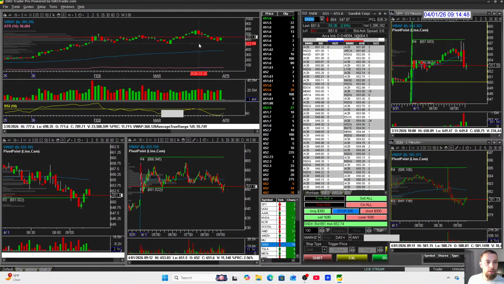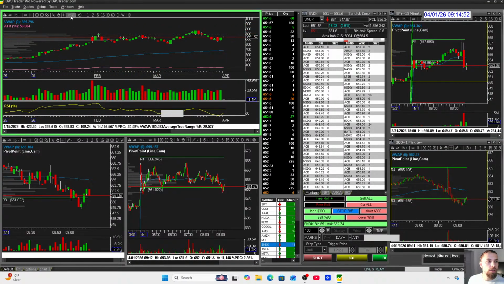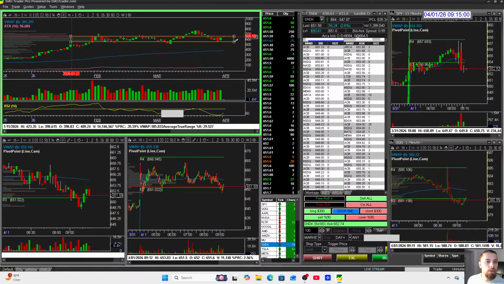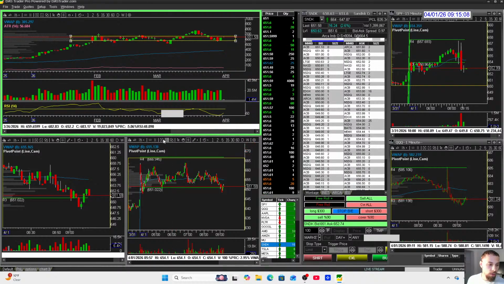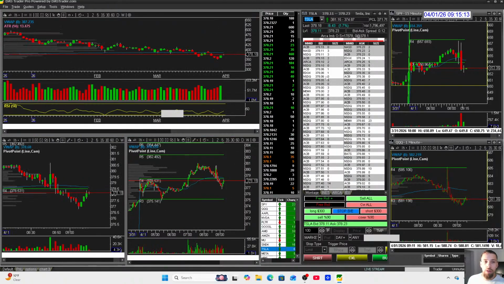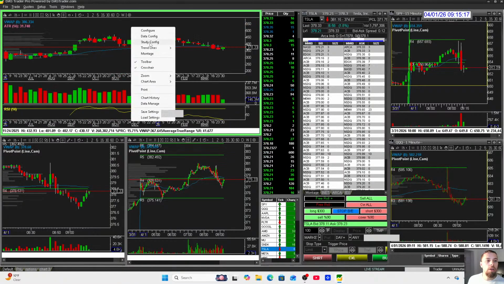SanDisk here. SanDisk kind of back in this little sideways range. So area of resistance I'm drawing 666. And then area of support 574. Tesla. Let's get back to that monthly here.